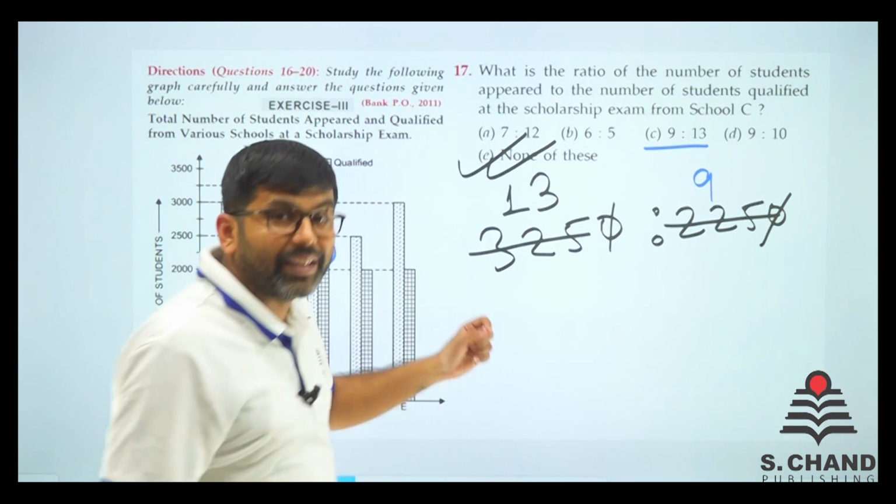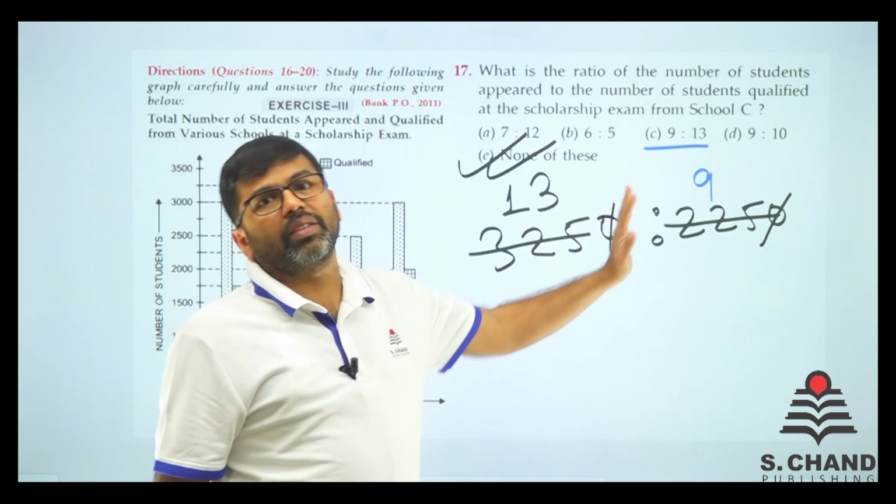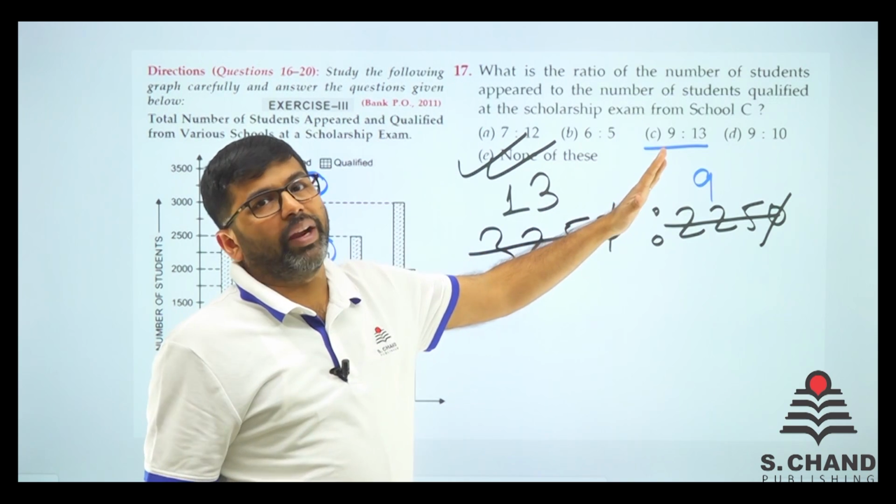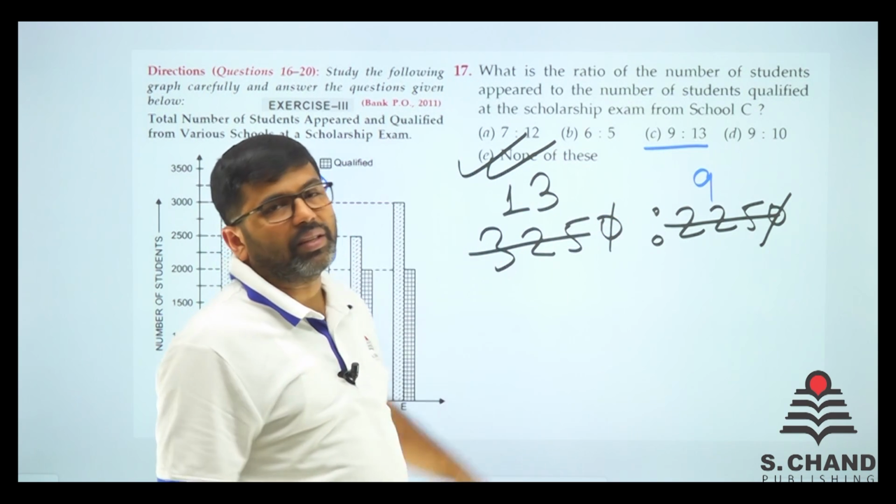So ये गलती एग्जाम में मत करना. रेशियो 13 is to 9 का आया. 9 is to 13 को राइट मत करके आ जाना. 17 का आंसर E हो जाएगा.